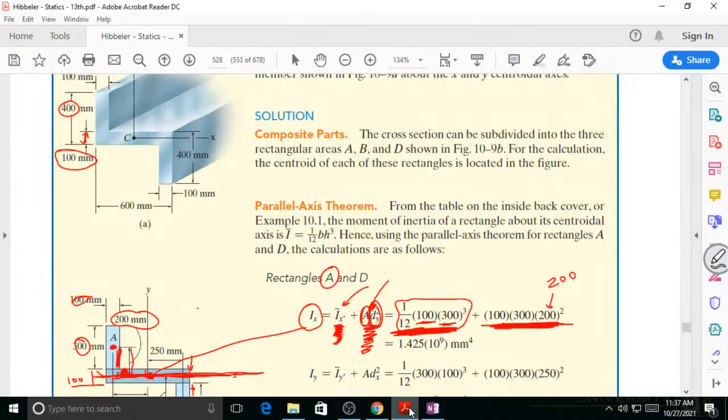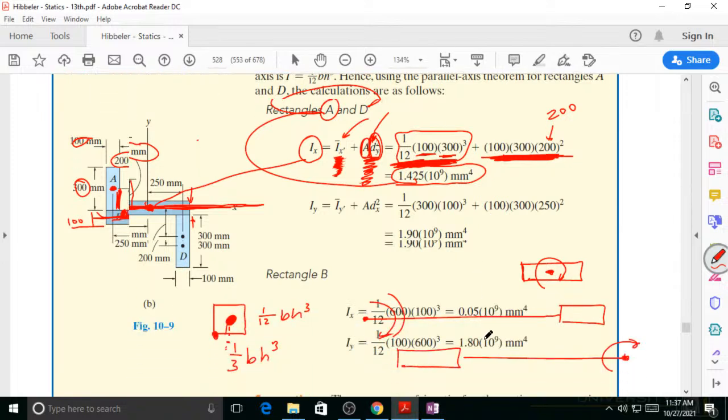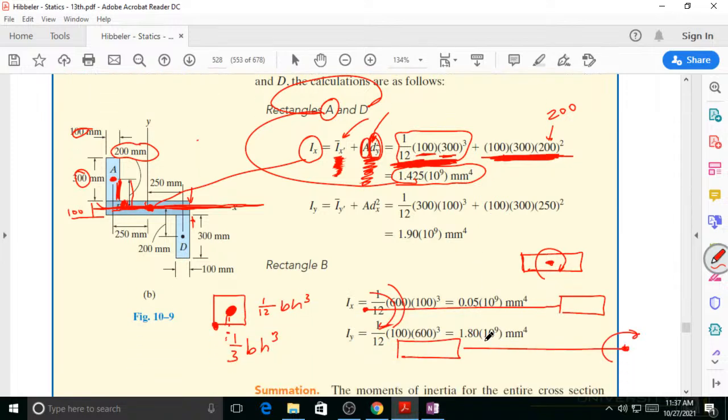Okay, so let's go back to the problem here that he had. You can see he got large numbers. So he ended up with this for both A and for D. Then what he does, let's see. You scroll down, he's working on rectangle B. And of course I got a bunch of junk in the way here.